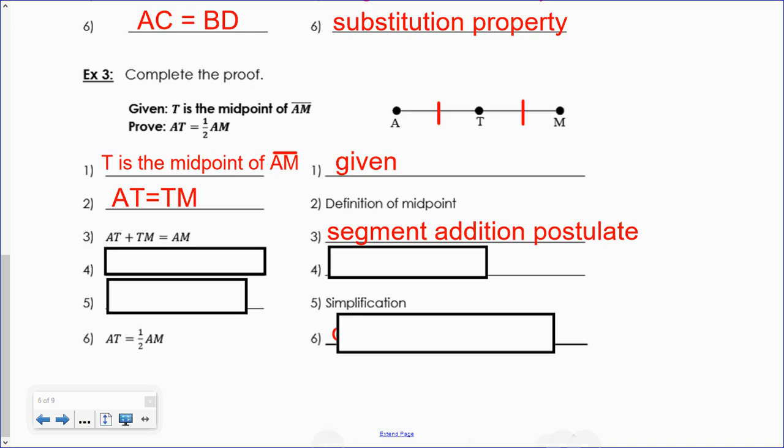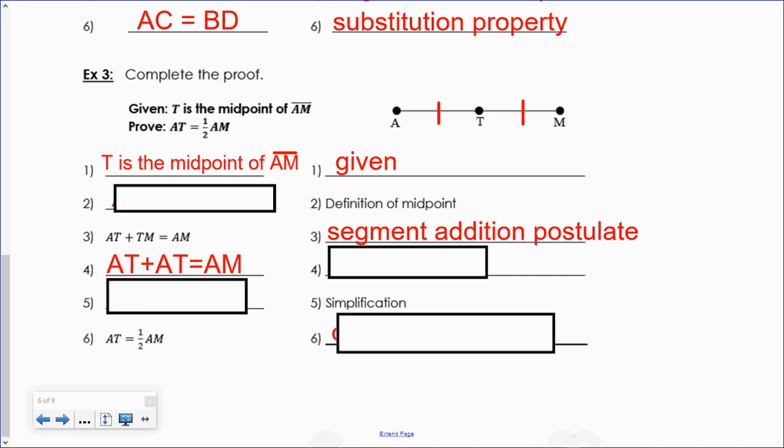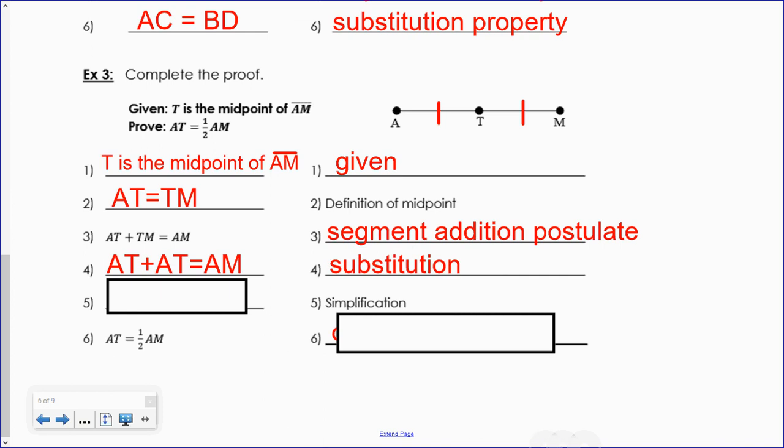Now what? Look at step 2 and step 3 together. What could I do? I can say that AT plus AT is equal to AM. What did I do? I substituted. I know that AT is equal to TM, so instead of writing TM, I just wrote another AT.